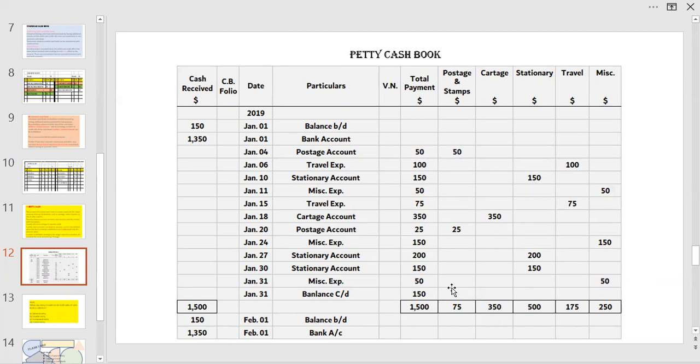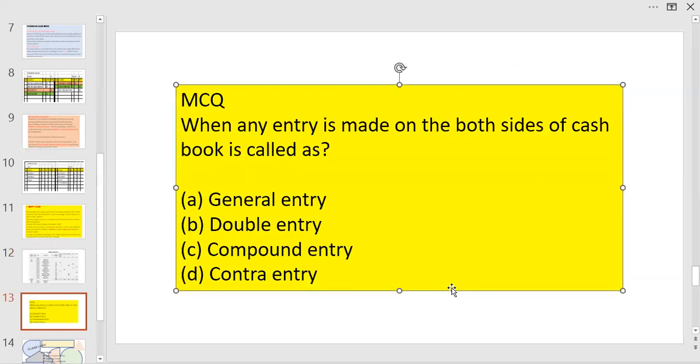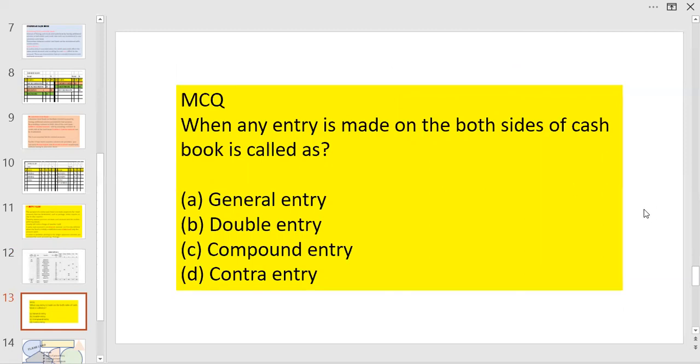As you would note, cash book is a unique book which is a prime entry book, also a ledger account, and also a bank book. And by having additional columns, it becomes part of a control account as well. Hope the students have understood. Now let's move on to the question.